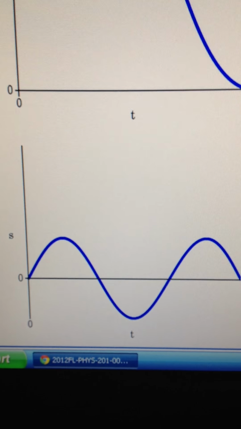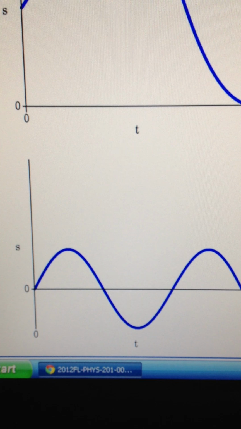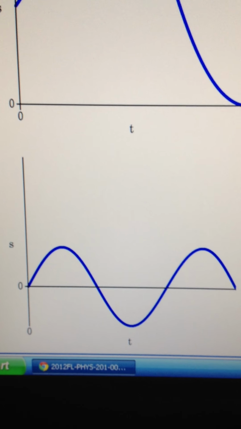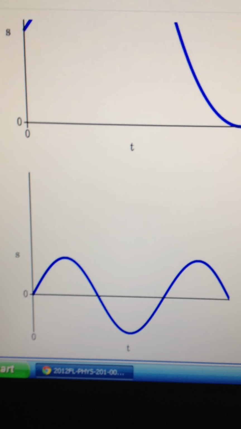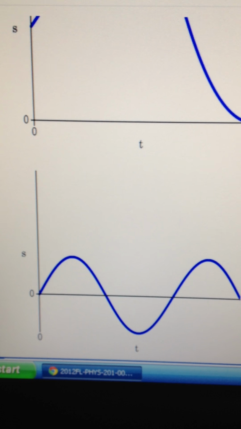So on to the next one. This graph is basically a sine graph, and the derivative of sine is cosine, so I plugged cosine into my graphing calculator to help me graph the velocity versus time graph, which looks like that.